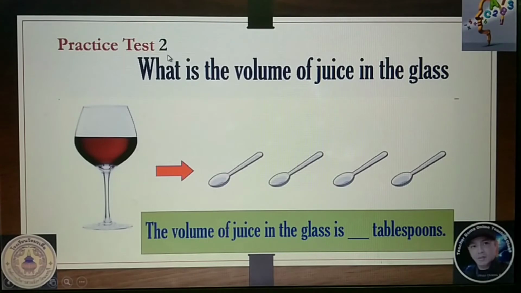Practice test number 2. What is the volume of juice in the glass? The volume of juice in the glass is tablespoons.